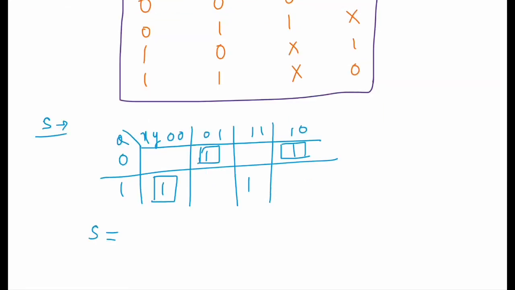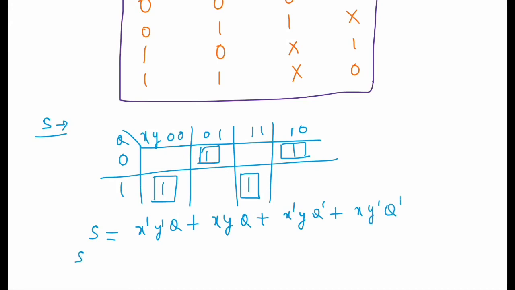So the expression for S, if we simplify it, we can easily find that it is x' y' q plus x y q plus x' y q' plus x y' q'. So S equals (x XOR y) q' plus (x XOR y)' q, so it is x XOR y XOR q.